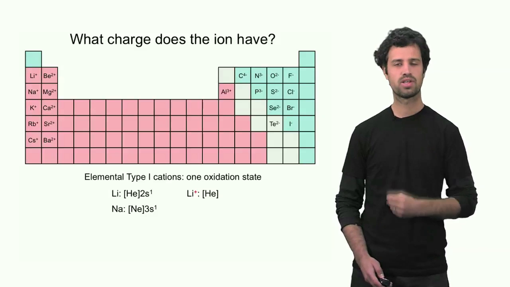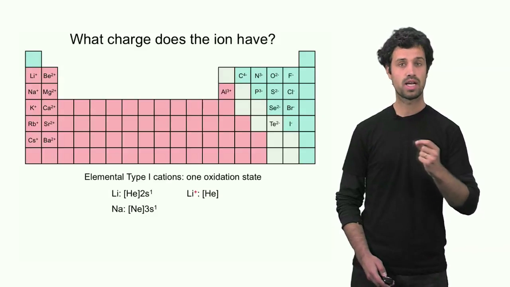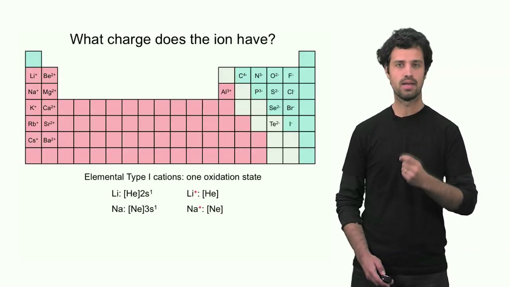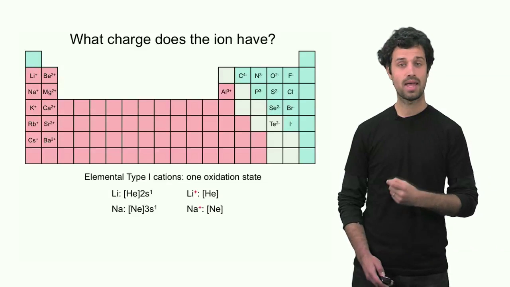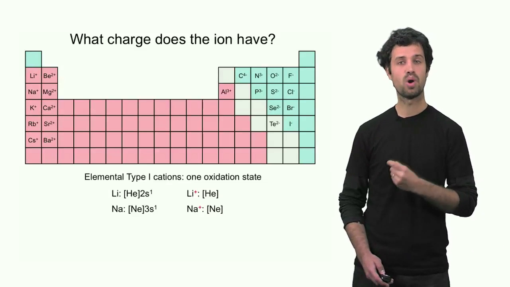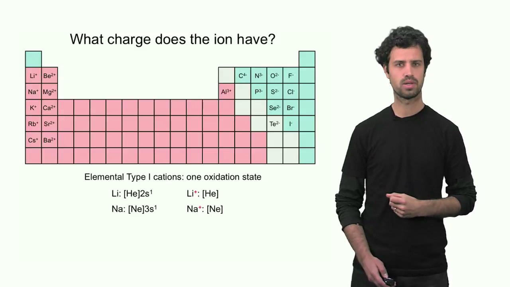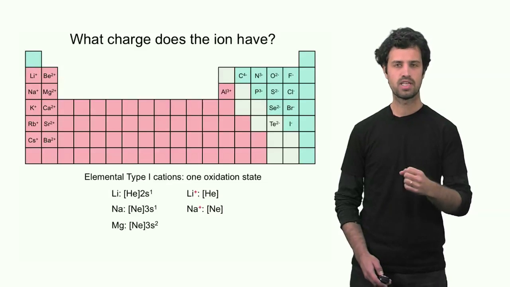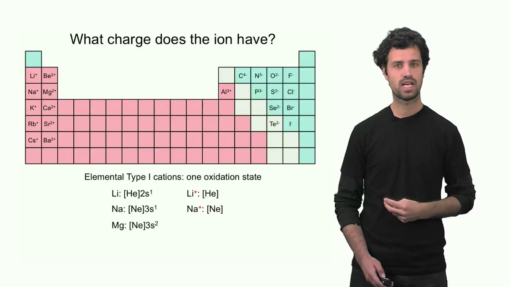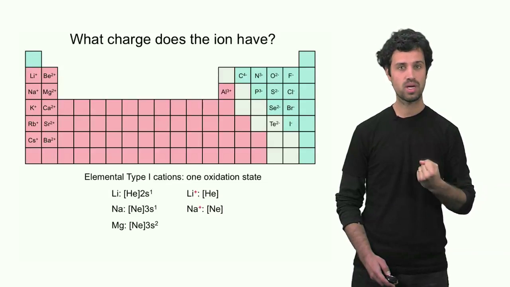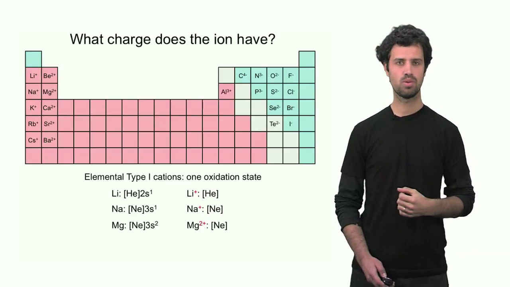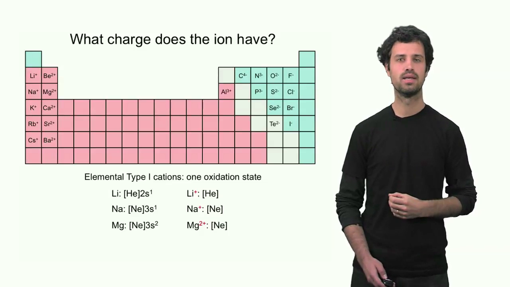Sodium has 1 electron in the 3s. If I take 1 electron away, I generate, again, a closed shell arrangement and the sodium plus ion, the most stable ionic form of sodium. In the case of magnesium, where the electron configuration has 2 electrons in the 3s, taking these 2 electrons away will generate magnesium 2+ and, once again, a closed shell arrangement.